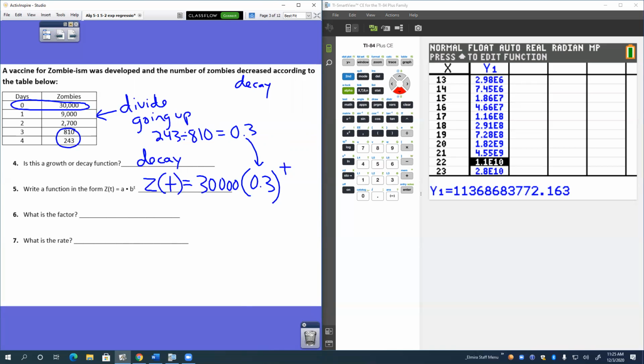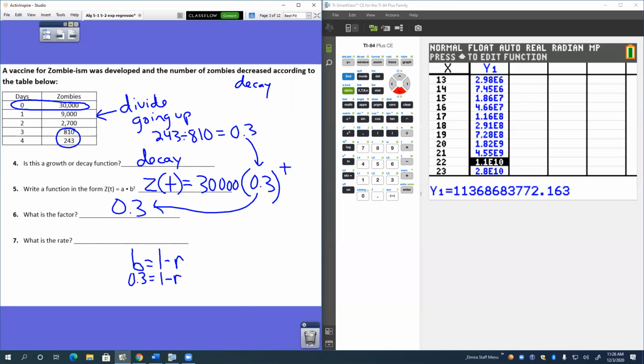So what is the factor? Again, your factor is your b value. That is 0.3. What is the rate? Well, because we're dealing with decay, our formula says b equals 1 minus the rate. The factor is 0.3, so we have to sub that in and solve this equation.